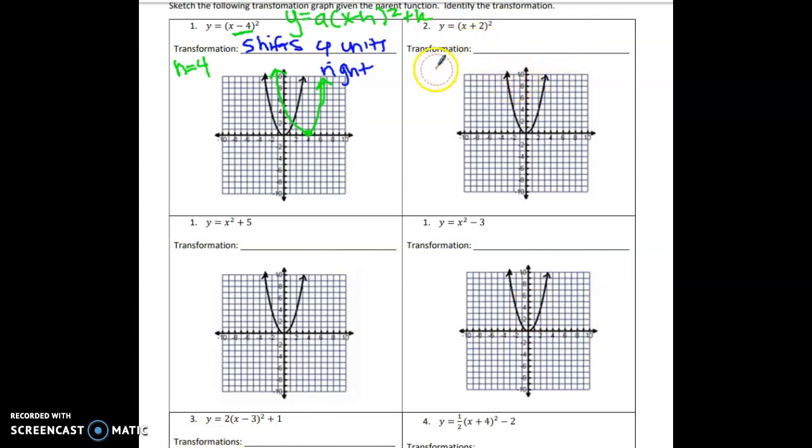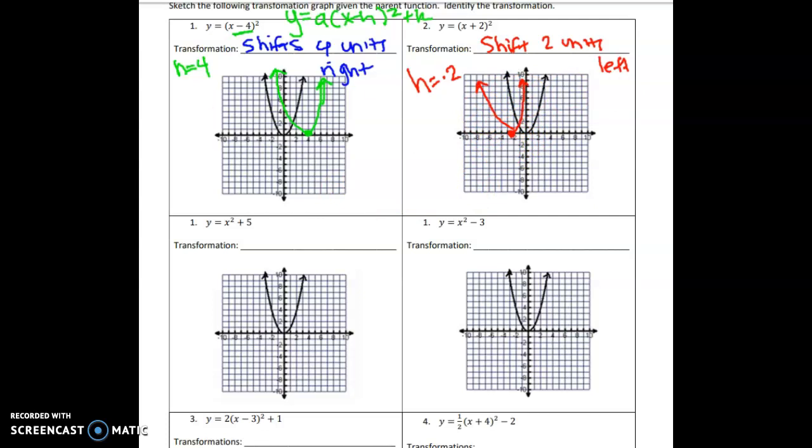Okay, number 2. So we have an H again. We know this is H because it's inside of the parentheses with the X. And remember that negative is always part of the formula, X minus H squared. So technically my H value is -2, and we know that a negative negative makes a positive. So this means we're going to shift 2 units left. So I'm going to move my vertex 1, 2, and I'm not going to make my graph any wider or any skinnier. I just am really bad at drawing these today. Sorry. But it's the same shape, just shifted over 2 units to the left.